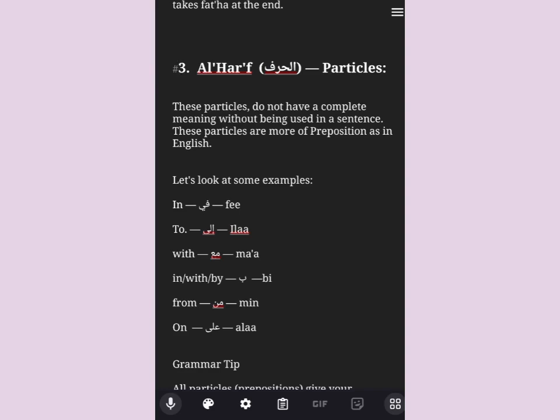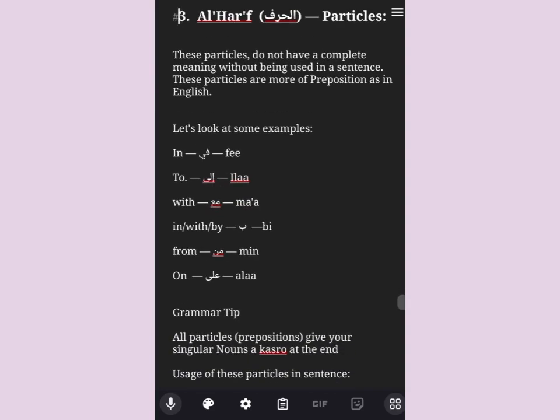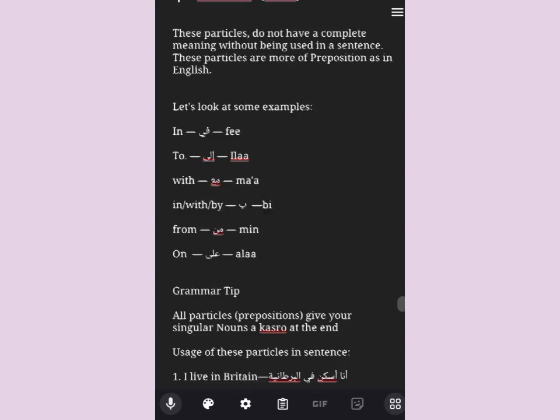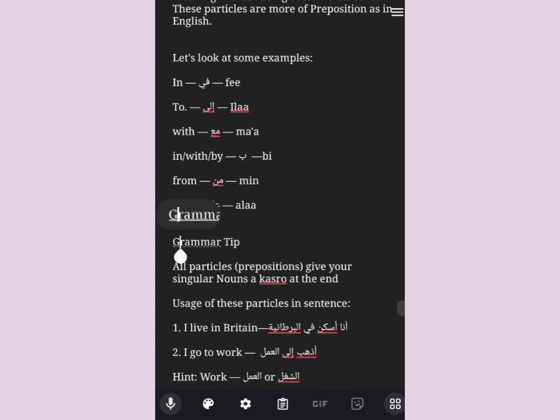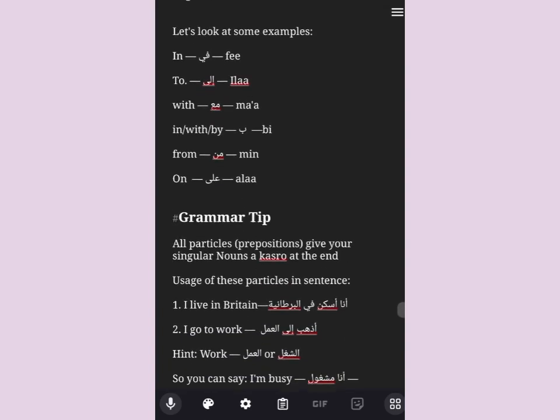The harf be can mean any of these three meanings with respect to the context you are talking from. Min, that's from. Ala, on. Briefly, we have just looked at a few of the common harf that there are. And let's look at the grammar tip for the harf.